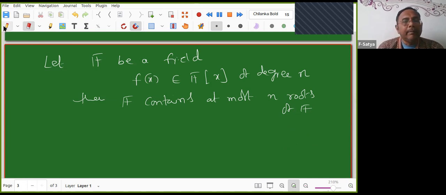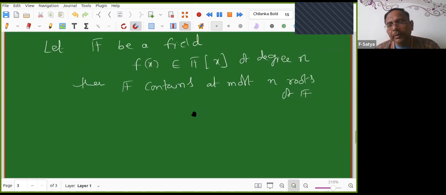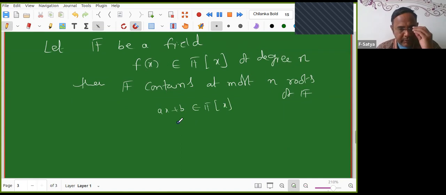So this also I'm not proving here, we proved it, but the proof is very simple, by induction. If I take a linear polynomial ax plus b, then automatically it has a root in F. Why? What is the root of this polynomial? Minus b by a. And since the degree is 1, a is not equal to 0. Since F is a field, minus b by a will belong to F.